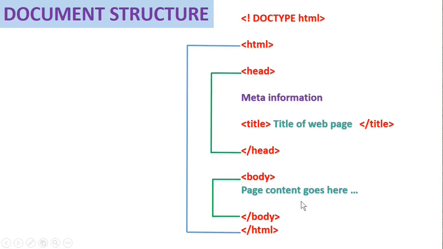Then we have the body tag. Whatever elements and their contents we use in the body tag can be seen on the browser. So this is a very important tag when we write HTML code, because whatever we write inside the body tag will be seen on the browser. So this is the basic document structure of HTML.